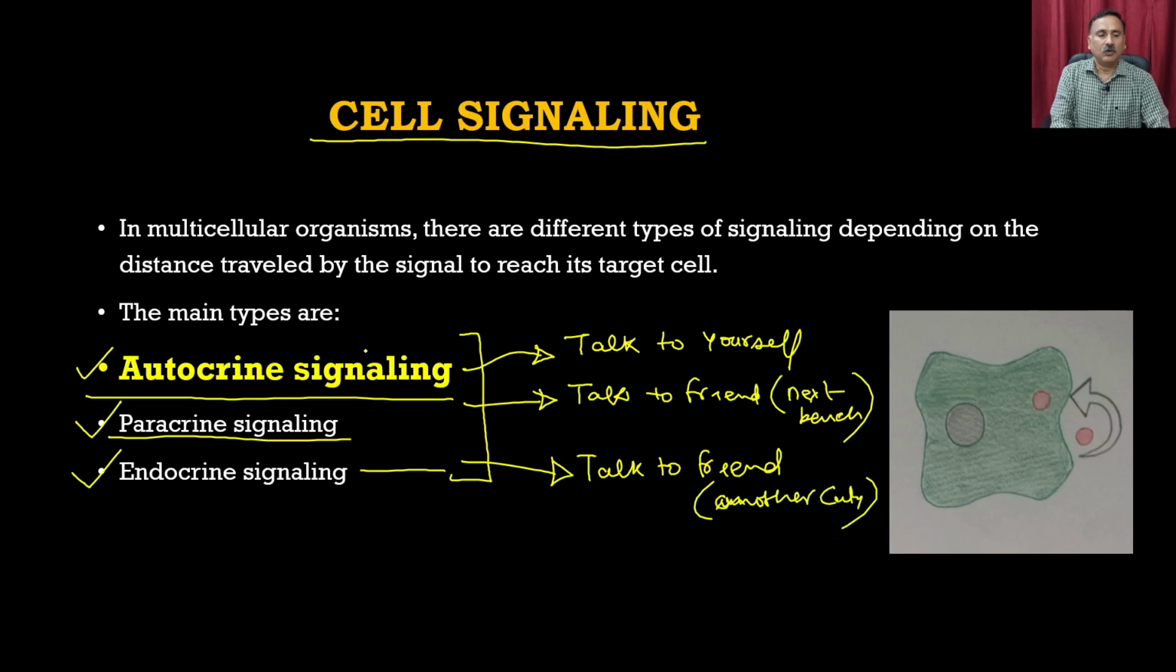Okay, so first we'll discuss the autocrine signaling. Autocrine signaling means when you are going to talk to yourself, which means a cell is there, this is a nucleus, and the cell itself is going to secrete a material, or start secreting a ligand, and that ligand will go and bind to a particular receptor on the cell surface, and then it is going to start sending the signal to the cell, right?